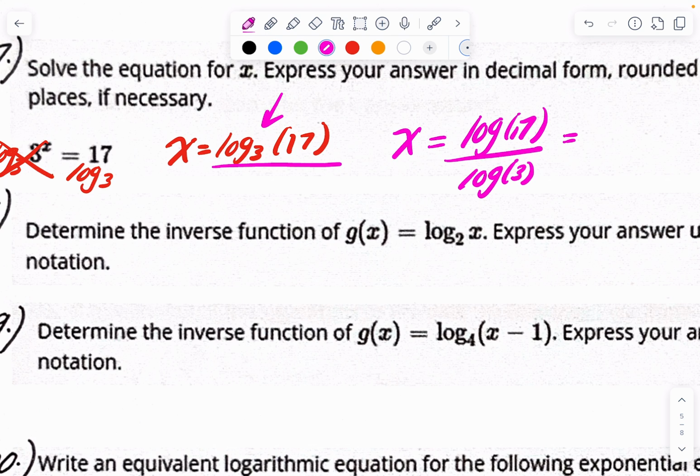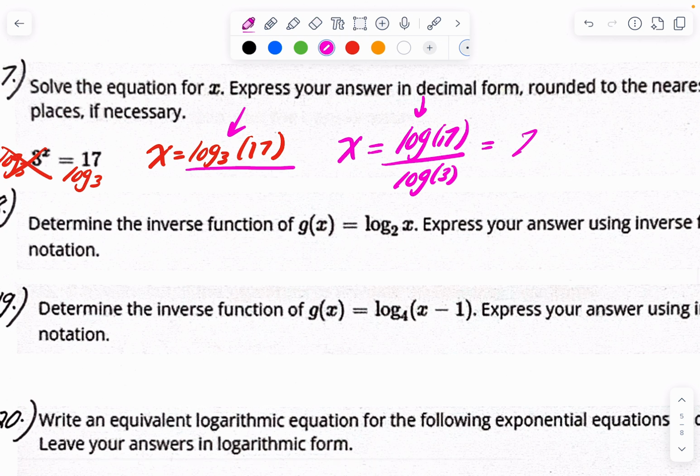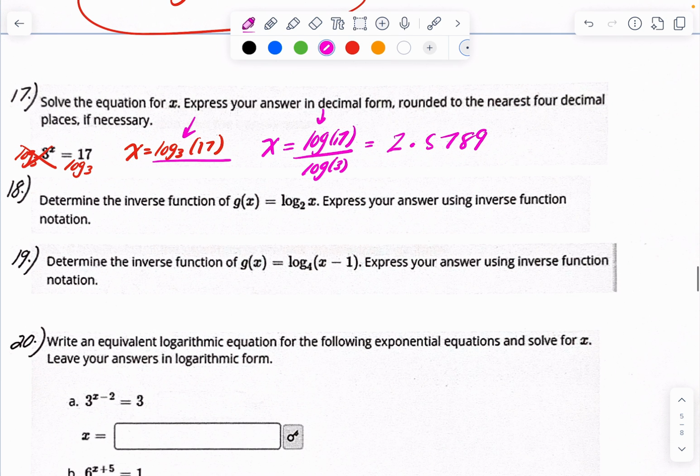The change of base formula allows us to write it with log or ln so that we can put it in our calculator. So log of 17 divided by log of 3 is 2.5789. It said 4 decimal places, so there we go.